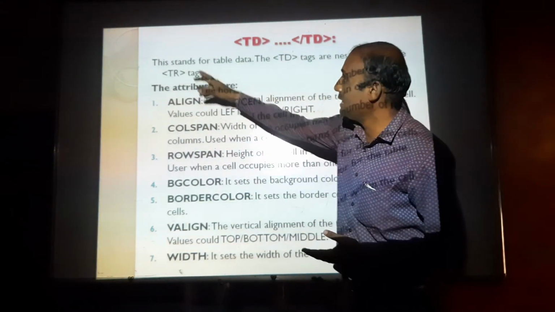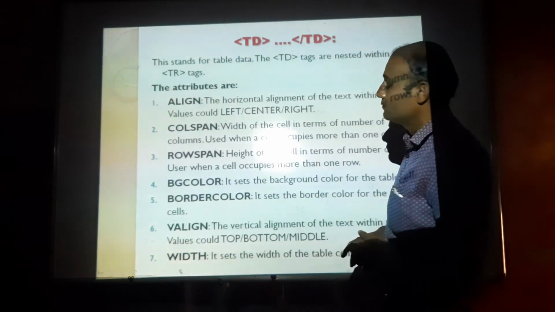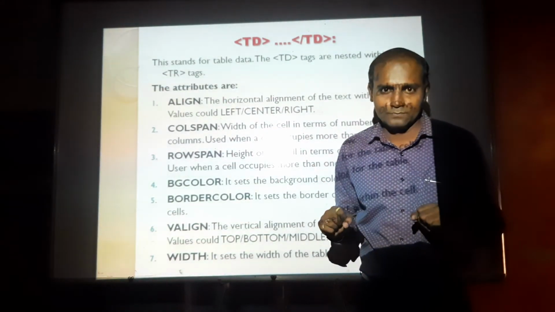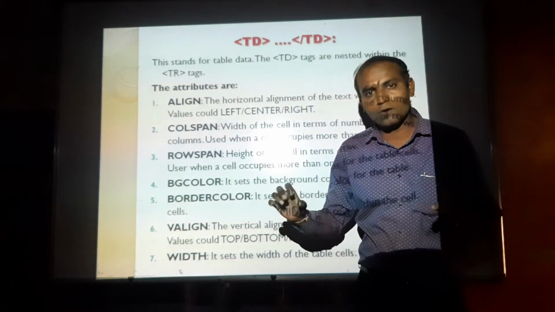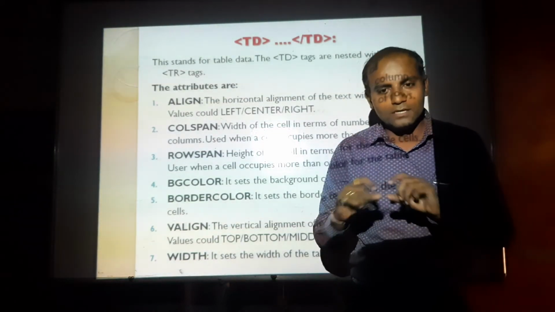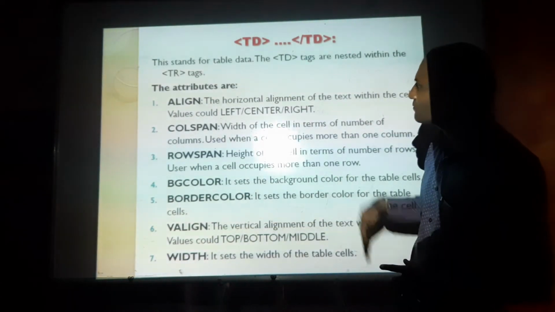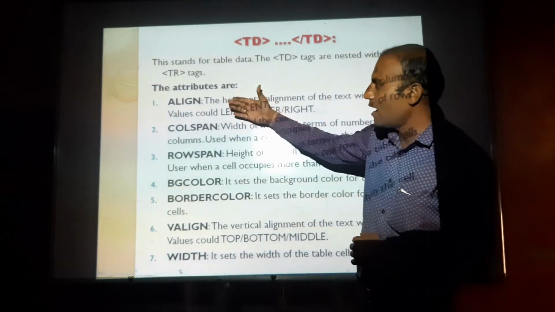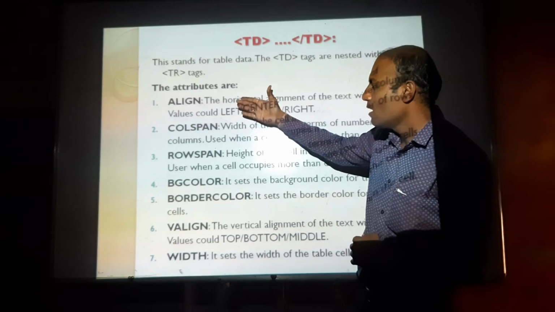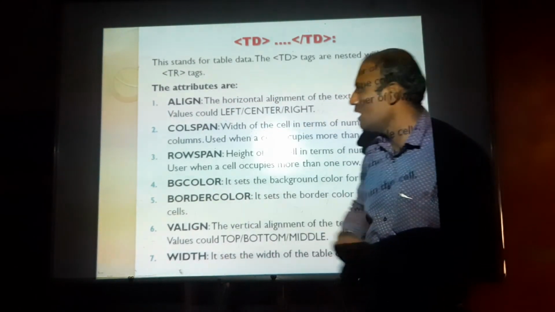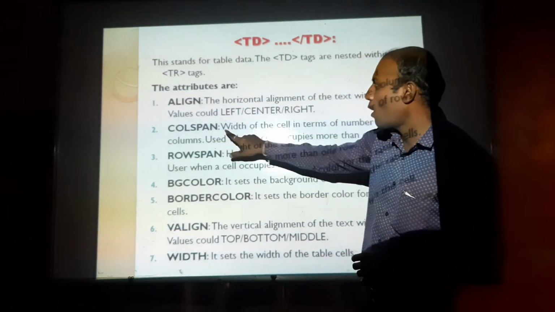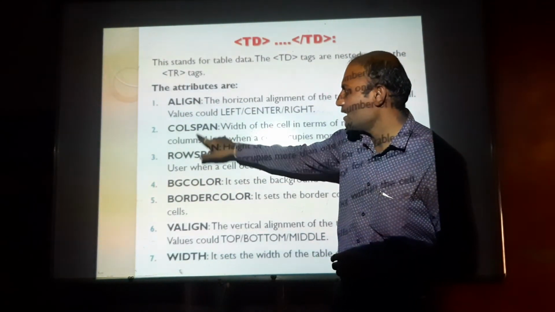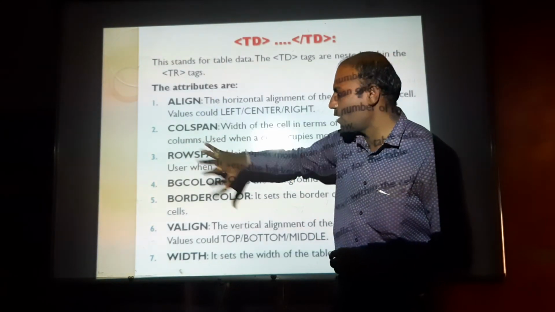Now next is the TD tag. As I said, it stands for table data. So we always use TD for storing the records of a student, records of an employee, records of sales. Again, the attributes associated with TD are horizontal alignment, vertical alignment, col span, and row span. Now you can understand why we are using col span and row span. So far we have not studied them.